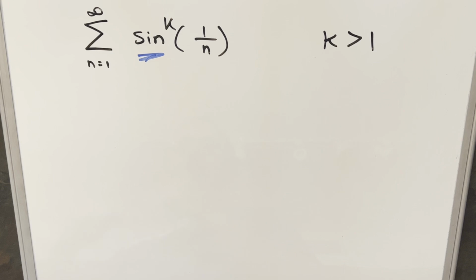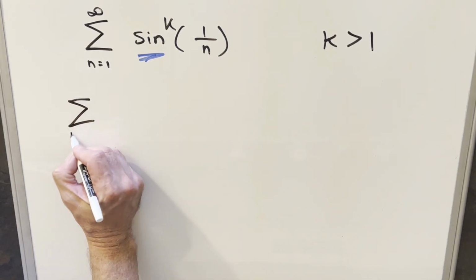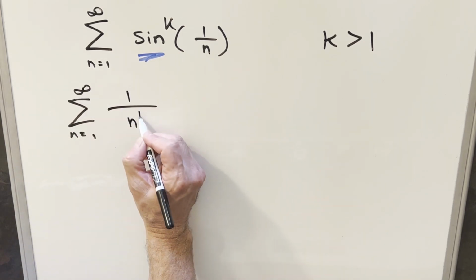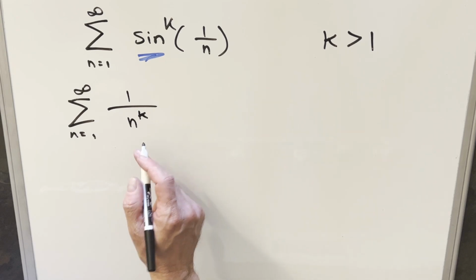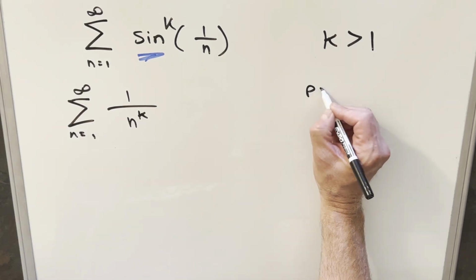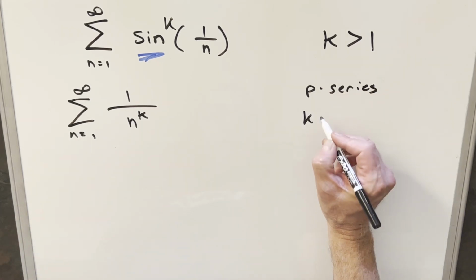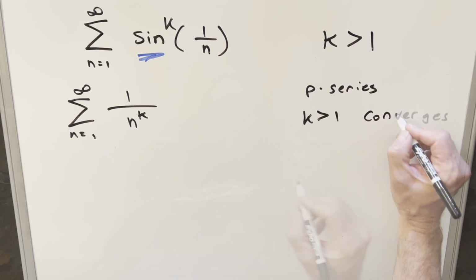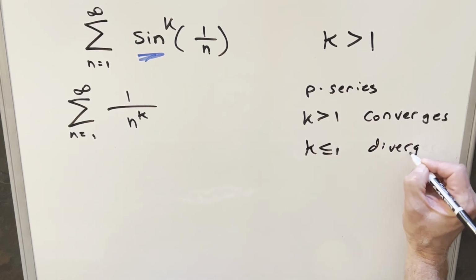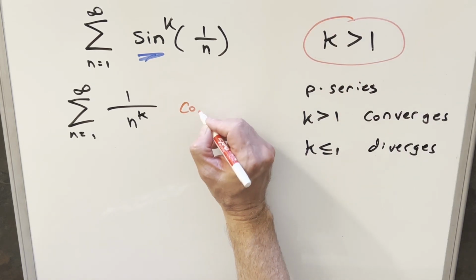Next, I want to create something to compare this to. Let's notice this other series, the sum from 1 to infinity of 1 over n to the k, where this is the same k we're using right here. We know how to do this because we have the p-series. The p-series tells us that when you have 1 over n to the k, when k is greater than 1, this thing converges. When k is less than or equal to 1, this thing diverges. Because we have our condition that k is greater than 1, we know already that this thing converges.